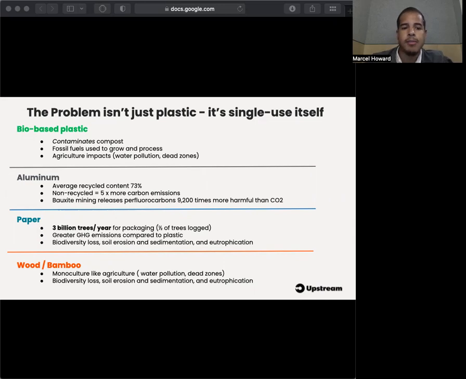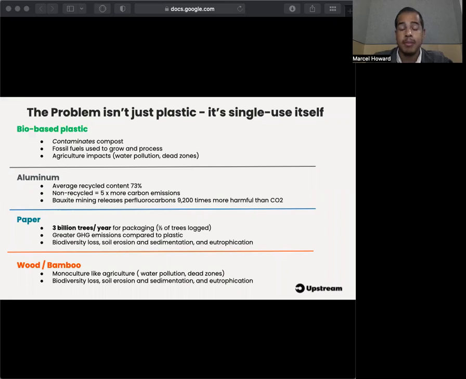Bio-based plastics, for example, are made from plants like corn or starchy crops. These require fossil fuels to grow, and in industrial agricultural growing systems means loads of fertilizers that pollute ground and surface water. Think big dead zones in our inland and coastal waterways as a result of contaminated agricultural runoff.